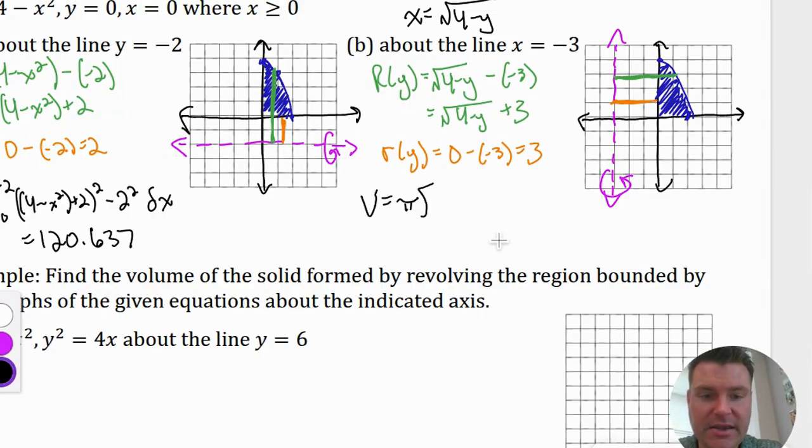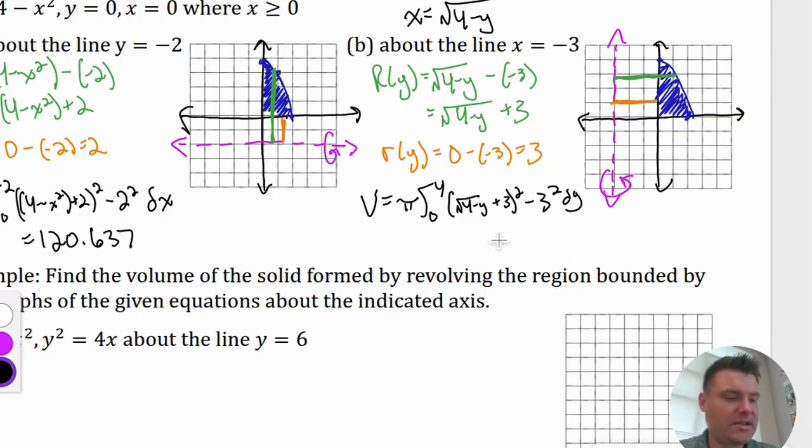I'm going to get pi integral from 0 all the way to 4. Again, I did this in my last video. We're integrating the bottom from 0, and the top part is going to be 4, of the big R of y, which is going to be root 4 minus y plus 3. That's all squared minus that 3 squared dy. Go ahead and type that in your calculator.